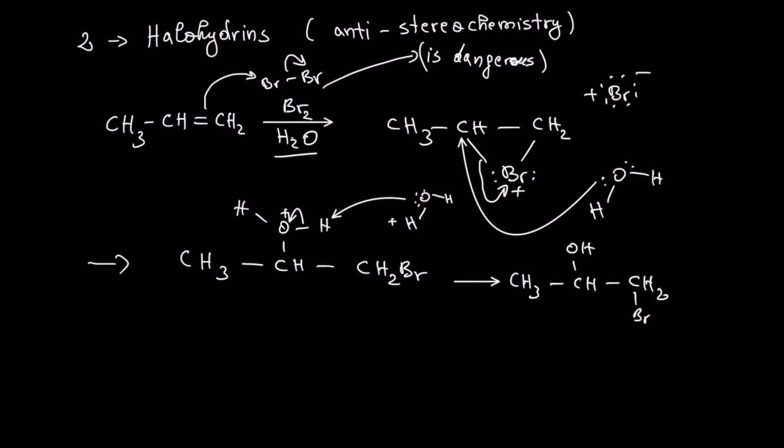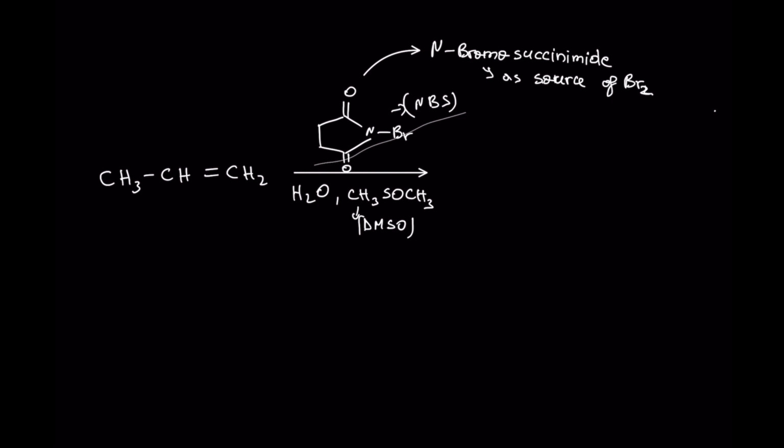Formation of halohydrins like this on paper is easy, but in the lab it's dangerous because bromine is toxic. So due to the fact that bromine is toxic, we can use another source of bromine, such as NBS or N-bromosuccinimide, in the presence of water and dimethyl sulfoxide, which again is another solvent. So we are going to form again a halohydrin according to Markovnikov, anti. Okay, this is a simple way, so we can write it shortly as NBS.